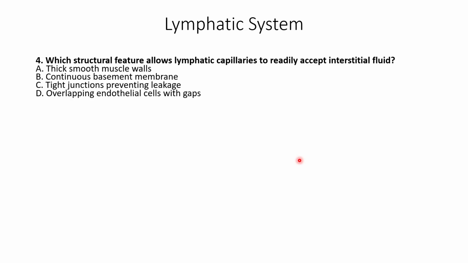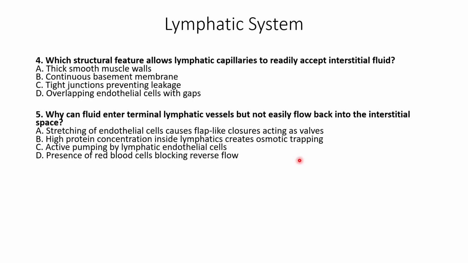So the structure is such that it readily allows fluid to go in, and that's very important for proper drainage, but it does not let it back out. So it's unidirectional movement. So the correct answer here is B. Okay, let's move to the next one.